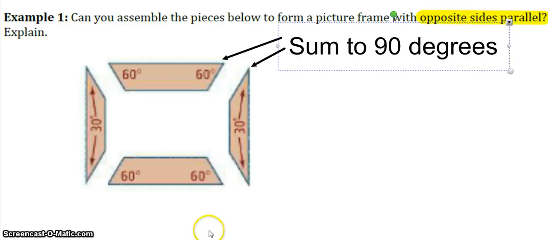Hopefully you thought of moving the pieces around to something like this, where I put my 30-degree angle with my 60-degree angle because they are complementary, and then when I would attach all of this together, I would get a nice rectangular picture frame. Looks like it would be a bit thicker on the top and the bottom than on the left and the right, but it would still have opposite sides that were parallel.